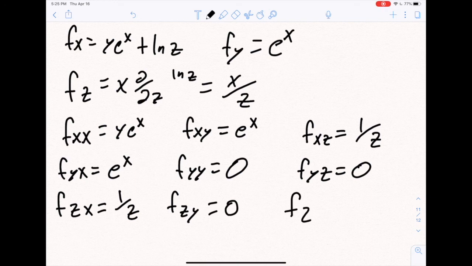And lastly, fzz. So we're taking the derivative of x over z with respect to z, and that'll get us minus x over z squared.